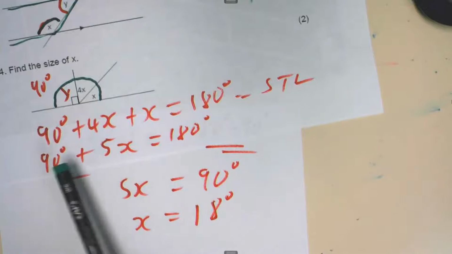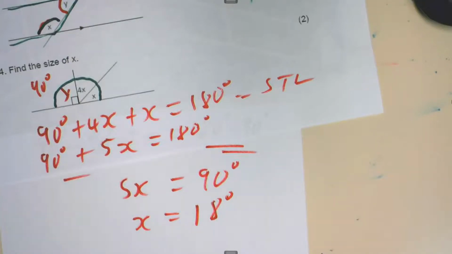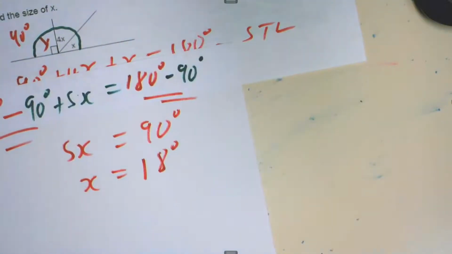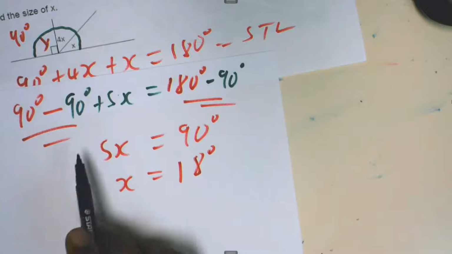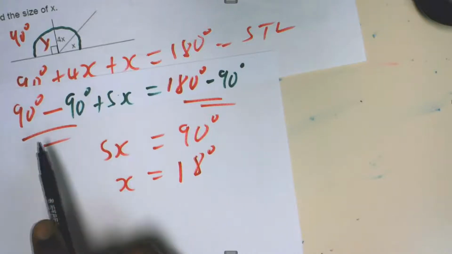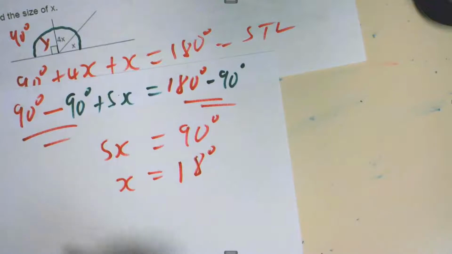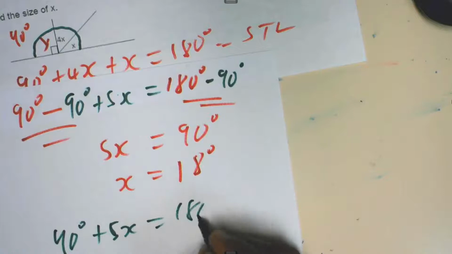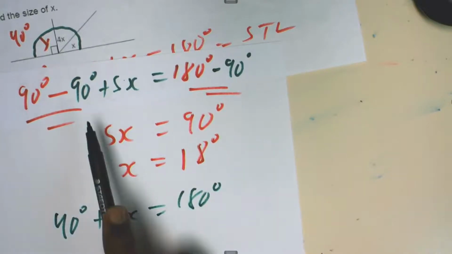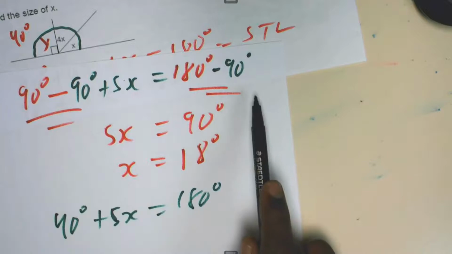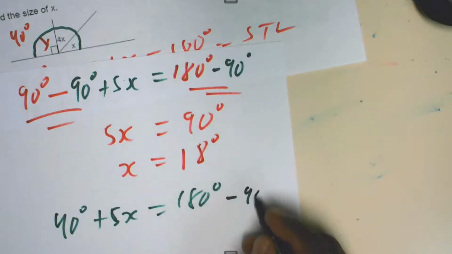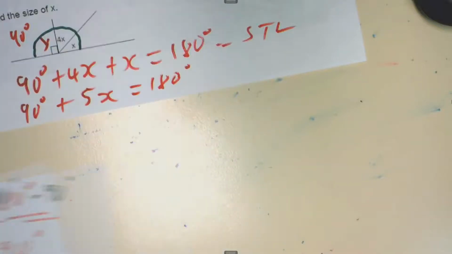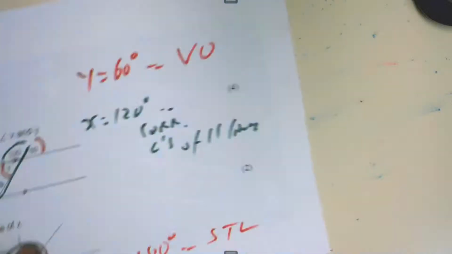And when you look at what we did here, whether in grade 8 or grade 9, it's the same as when you take that 90 to the other side, it becomes negative. In other words, 90 degrees plus 5x equals 180. You took this 90 degrees, you take it that side, it becomes negative. That's what happens when they call it transposition. Transpose. Okay?